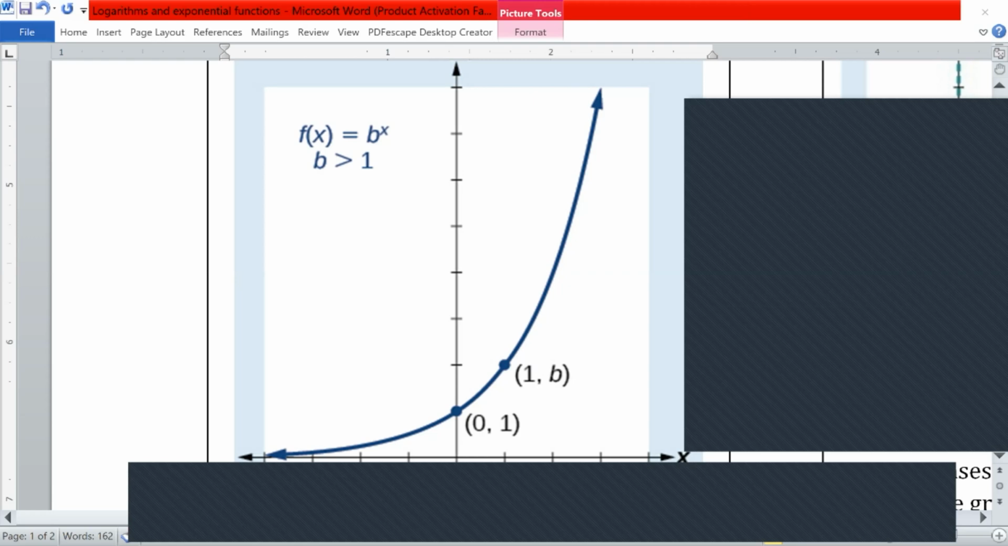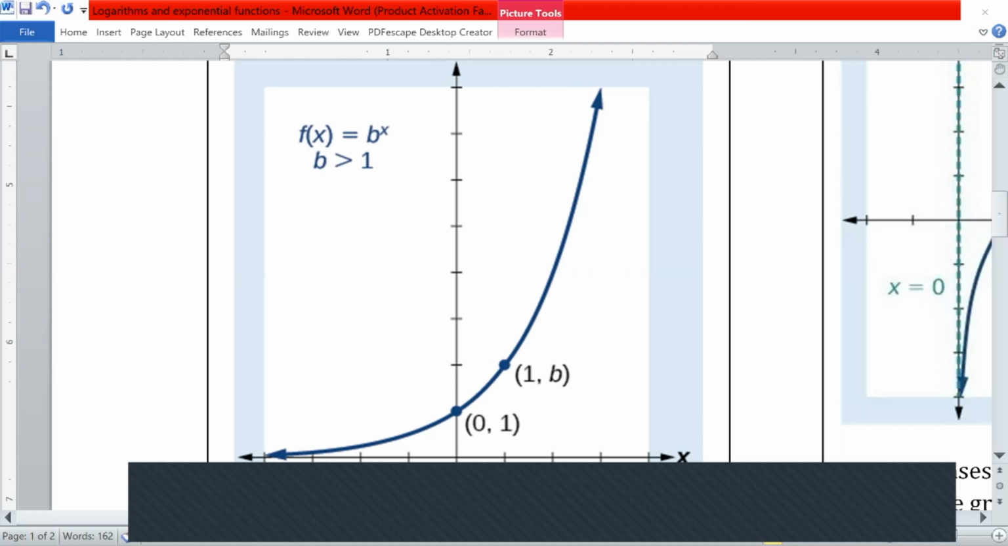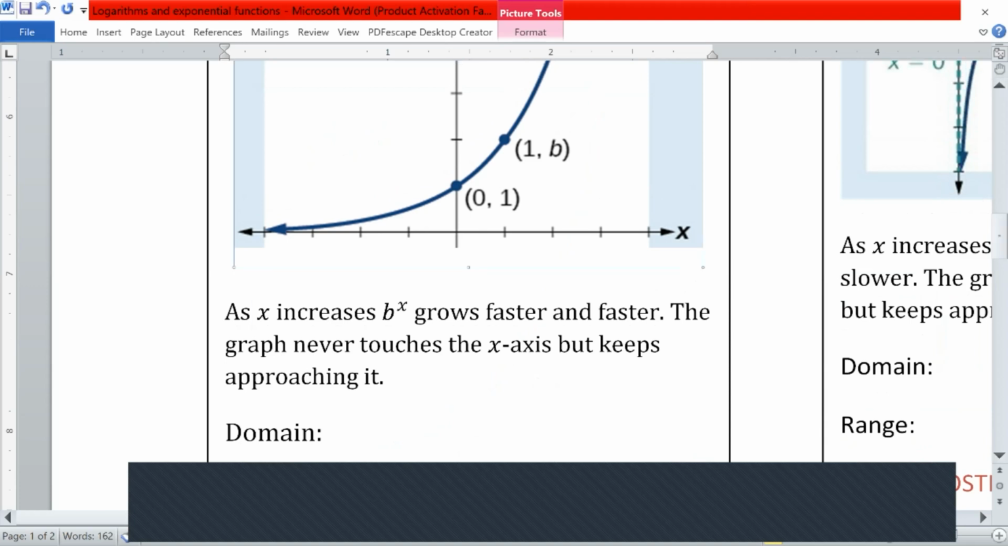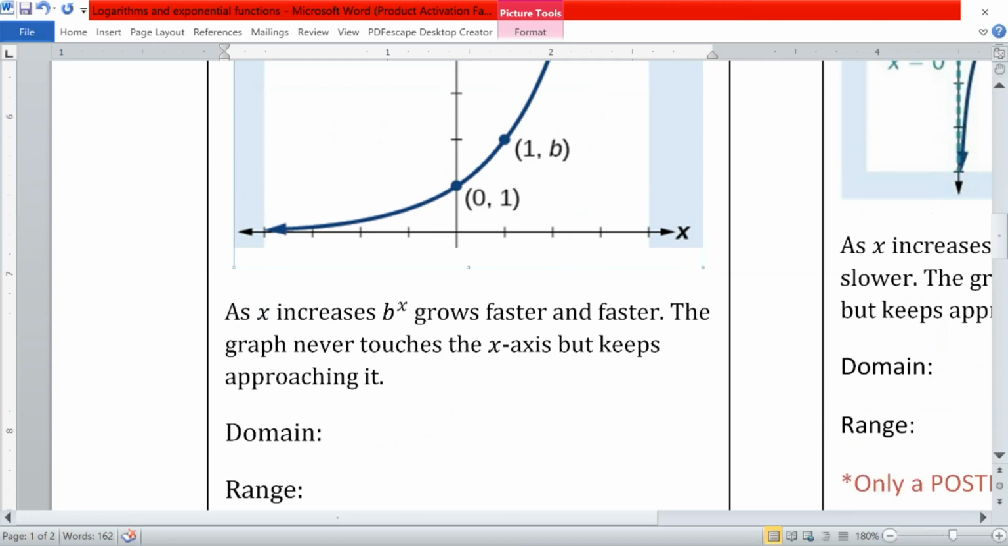Now, in the note, if I show you in the bottom here, I have left a space for you to write the domain and range. I have described how this graph is behaving: as x increases, b to the x, that's your y, grows faster and faster. Exponential functions are one of the fastest growing functions. The slope goes up rapidly. And if you think about how the graph behaves this way, it never touches the x-axis, but keeps approaching it. So when you copy the note, you will have to write the domain and range here.